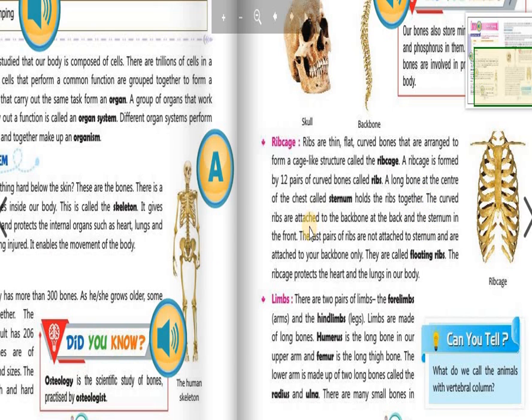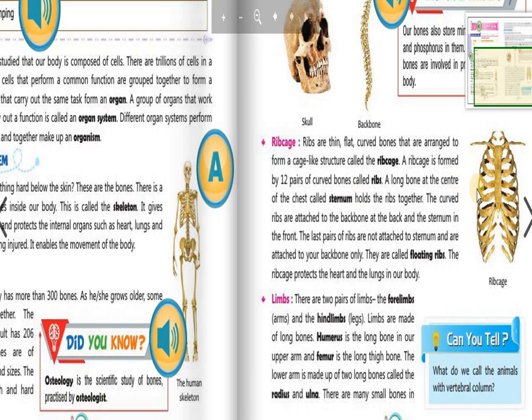The curved ribs are attached to the backbone at the back and the sternum in the front. The last pair of ribs are not attached to the sternum and are attached to the backbone only. They are called floating ribs. The rib cage protects the heart and the lungs in our body.